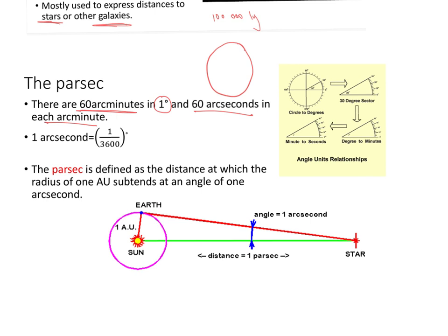So there are 60 arc seconds in each arc minute. So we come to the definition that 1 arc second is 1/3600th of a degree.